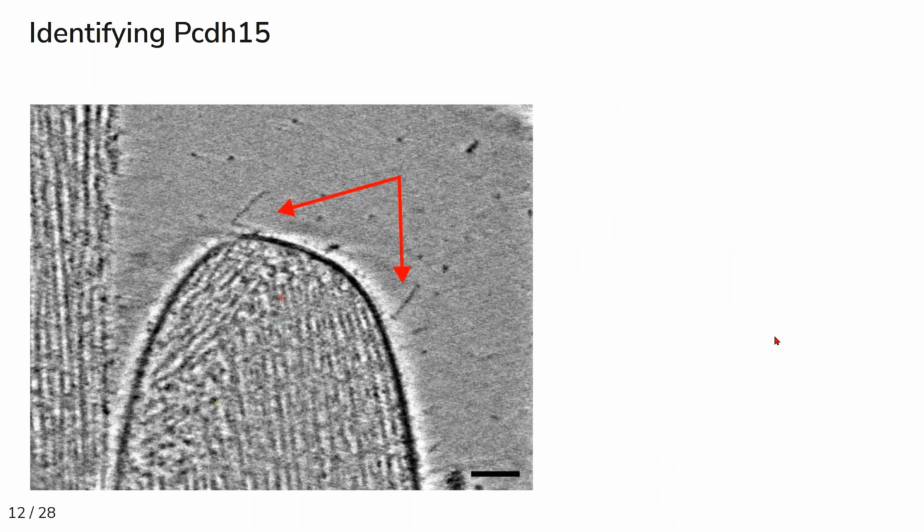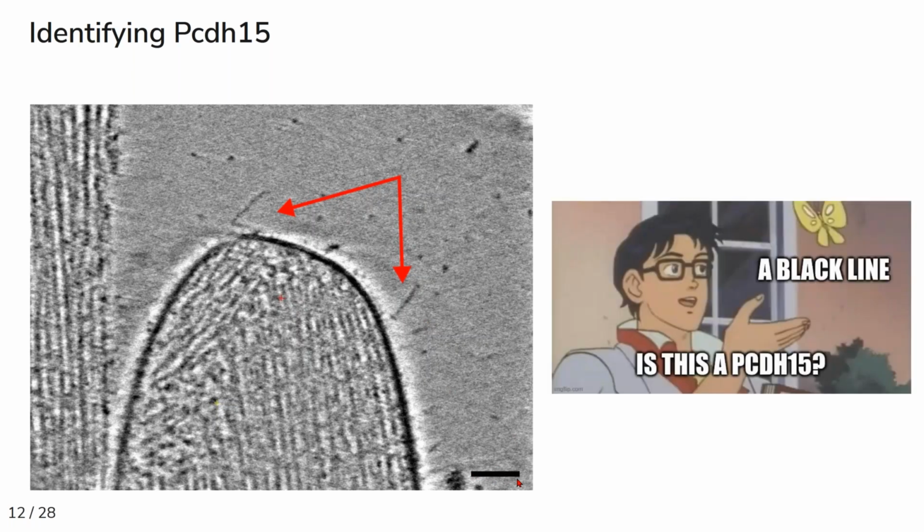So how would we go about this? We now have these nice tomograms of stereocilia tips, and initially we just looked through the slices, and sometimes we were very excited to see these black lines that were about 50 nanometers long, which is the expected distance for protocadherin 15. But as skeptics, we quickly realized that we were basically just looking at random features, and we had no way of knowing if this was really our molecule of interest. So what we had to do was to label it somehow.